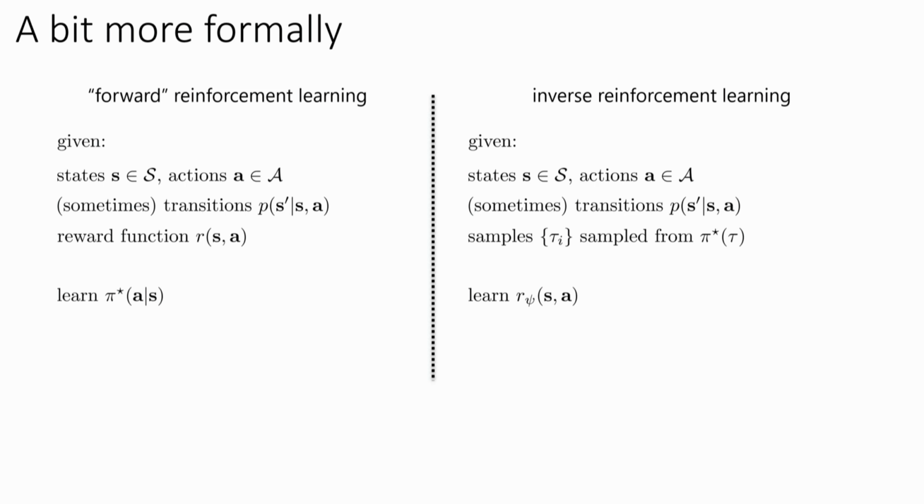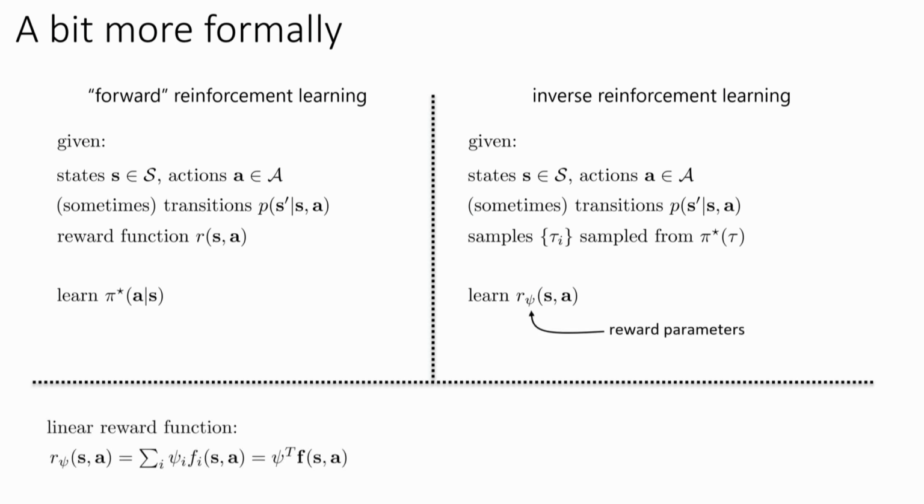And I'm going to use the subscript psi to denote the parameters of the reward. So I've used theta for the parameters of the policy, phi for the parameters of the value function. So I'll use psi for the parameters of the reward function. And then, of course, you need to choose a representation for your reward function. And there are a number of different representations that people have used in the past.